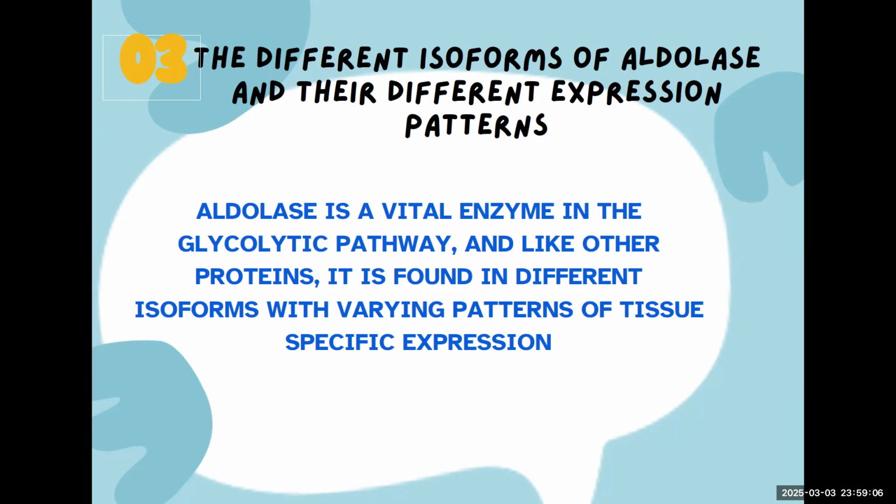But the word isoforms means different versions of a protein that are produced from the same gene, but they have distinct structures. So, for example, we can find different forms of aldolase: aldolase A, B, and C. All of them have the same structure, but have different functions.